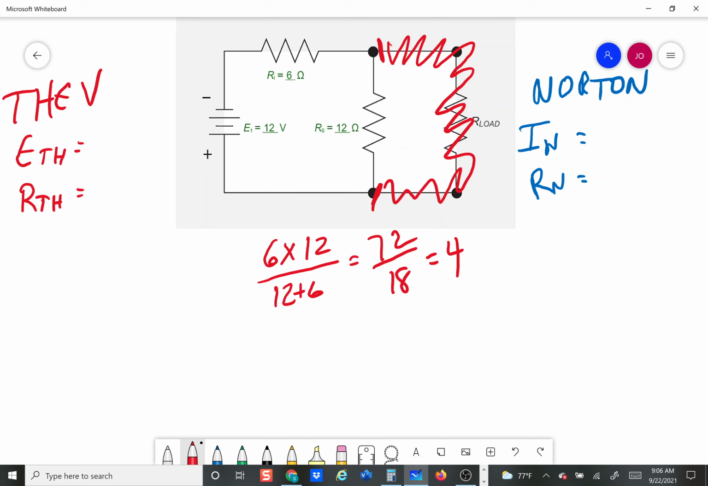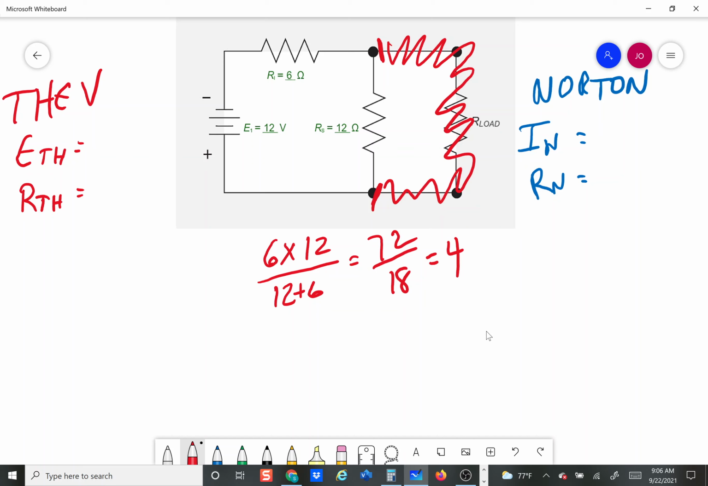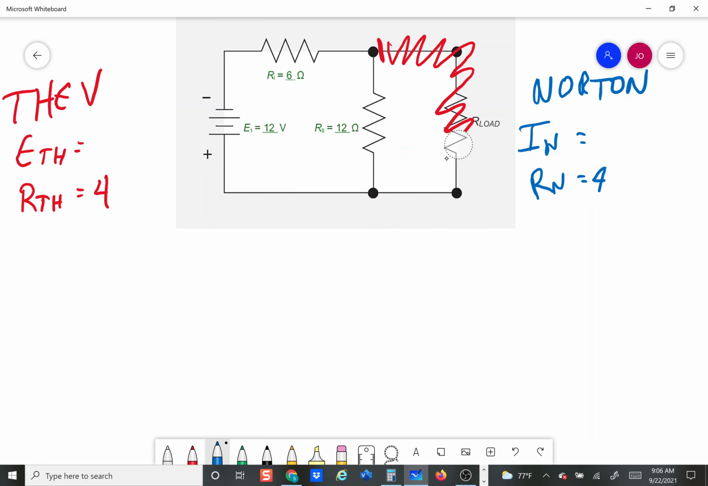We can put that on our calculator too. 12 times 6. We will do our 12 times 6 divided by 18. Gives us a value of 4 ohms. All right, so again, that is the tricky part of both of these, is finding the Thevenin resistance or the Norton resistance. We solve for them the exact same way. All right, and that is by taking those two resistors that we have values for and treating them like they're in parallel.